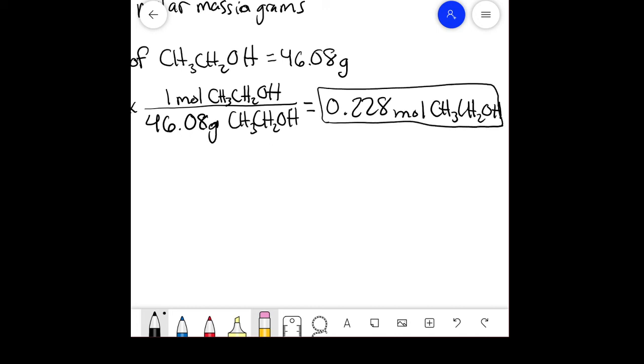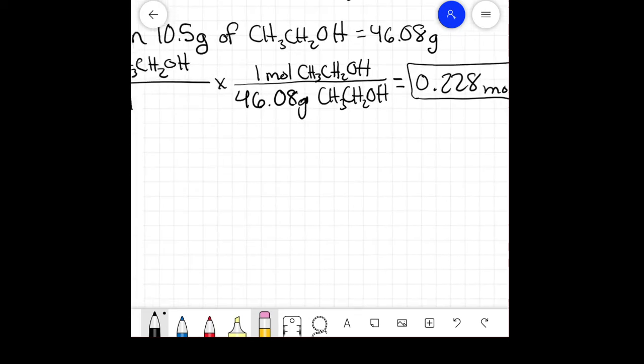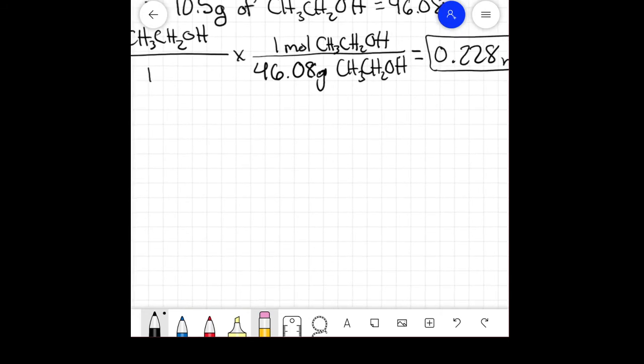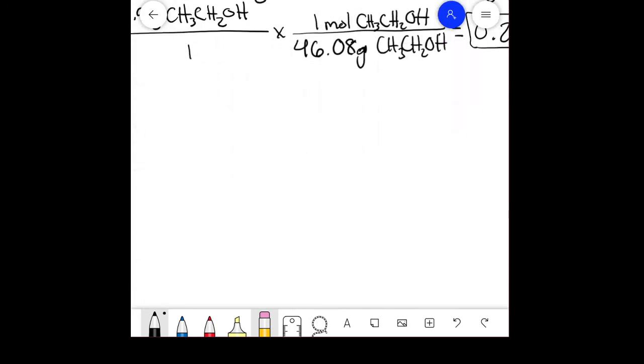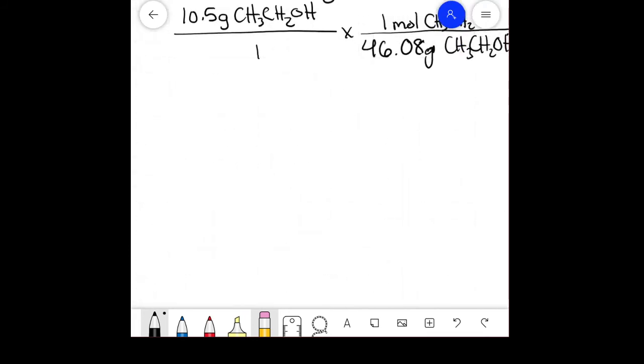And just remember sig figs when you're doing these. Yeah, so I think we kind of get that. Let's do one where you need Avogadro's number.